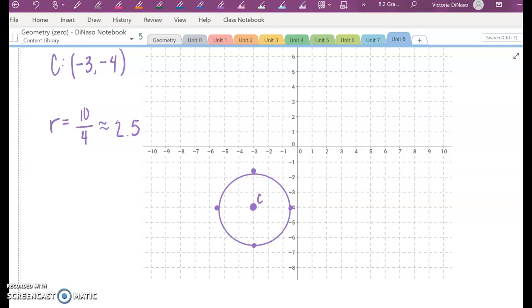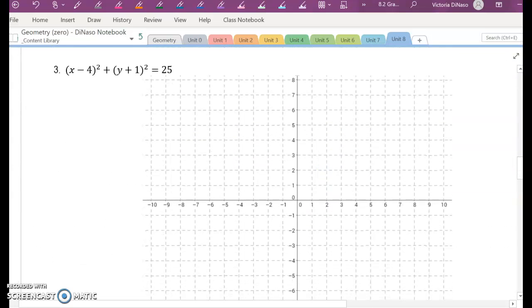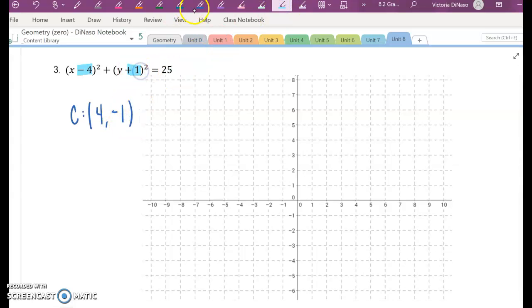Next one. Number 3. I'm going to pick out the center. My center, flipping the sign, is going to be at (4, -1). For the radius, we're going to square root the 25, so it's 5. So we're going to plot 4, down 1.